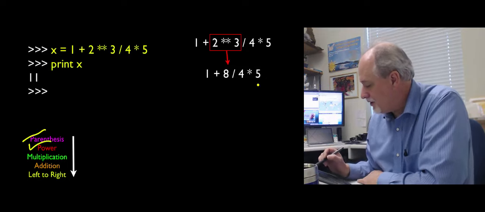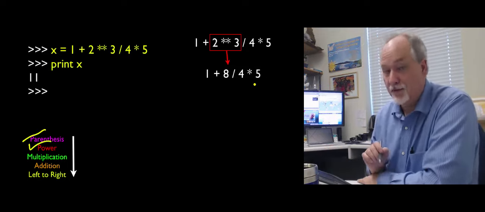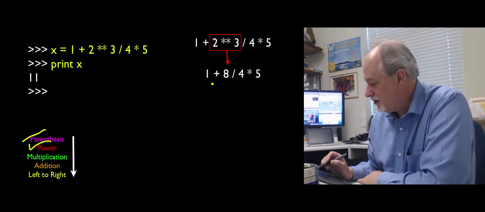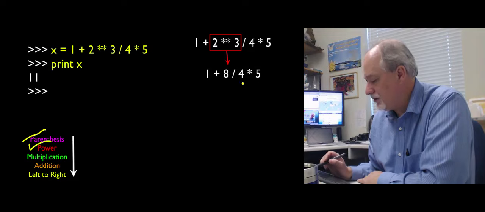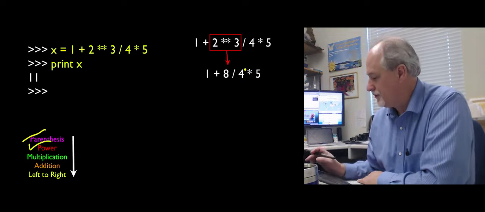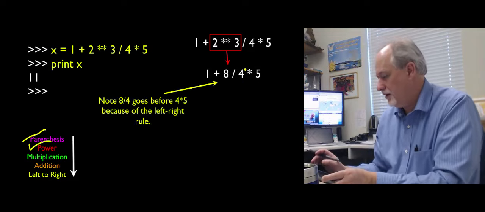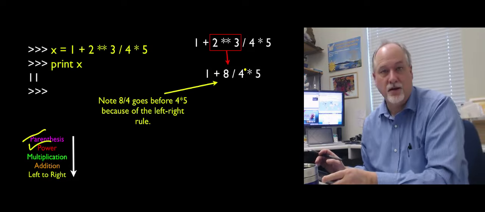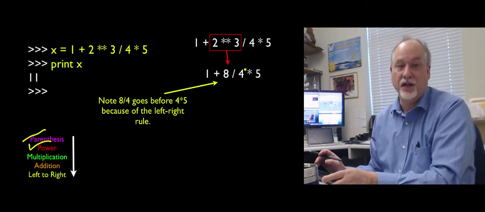Now we have both a division and a multiplication. Okay, and multiplication and division are done at the same time. So that means we do left to right, which means we do the first one that we encounter first. And so that will be 8 over 4 because of the left to right rule.